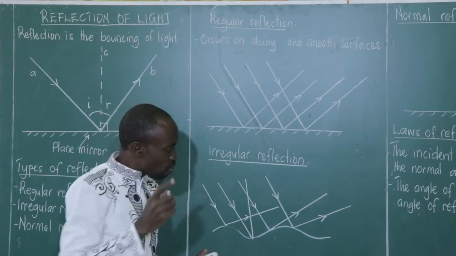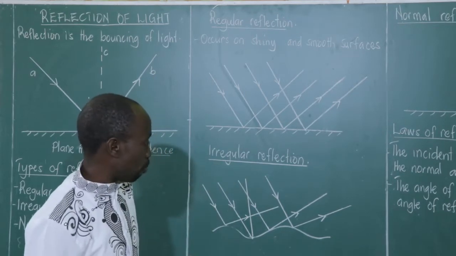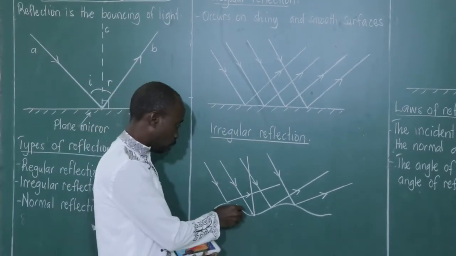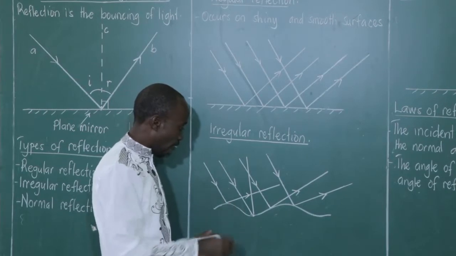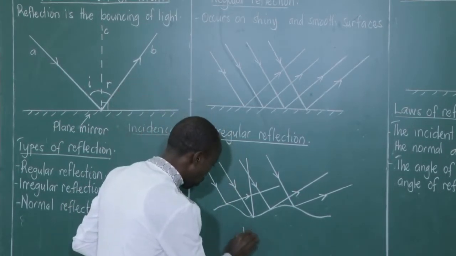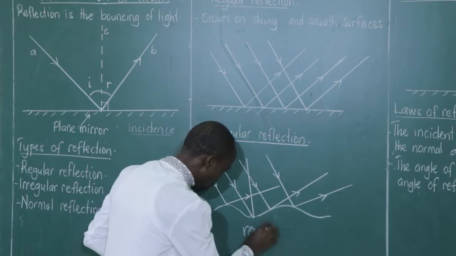Let's look at irregular reflection. When does irregular reflection occur? This one has to be a rough surface, okay? This one is a rough surface.